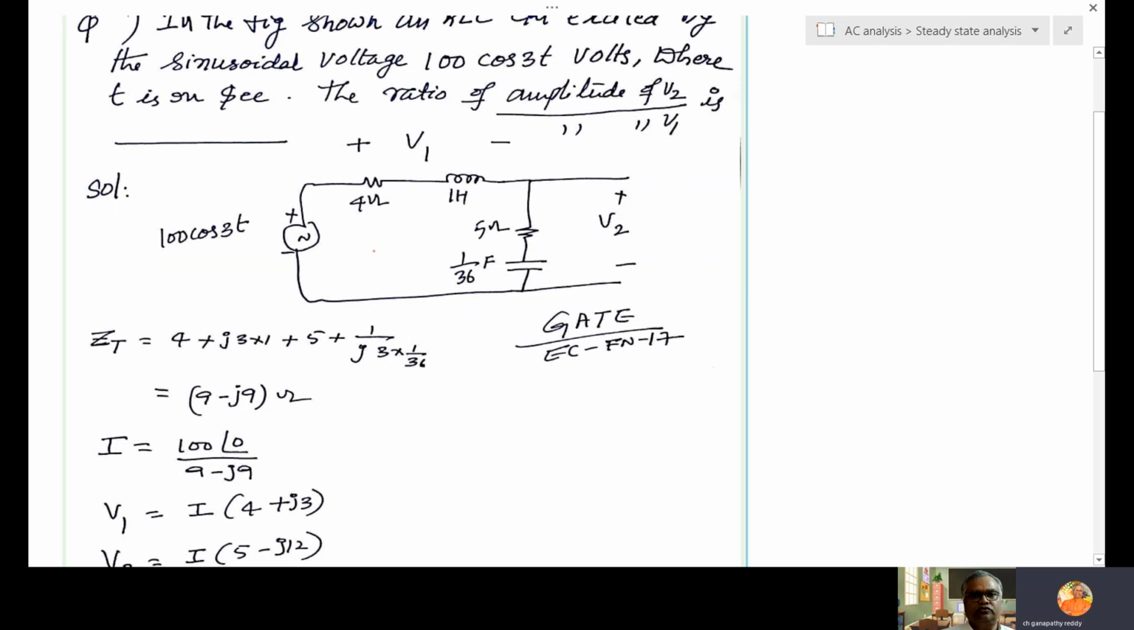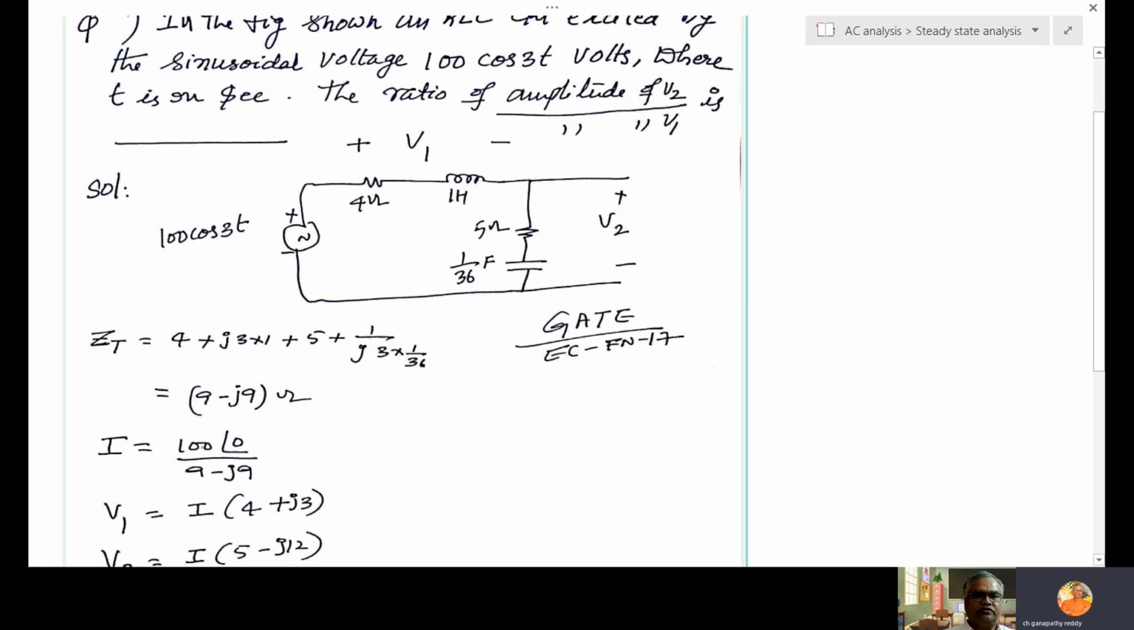Okay. So what is the impedance first? Resistance 4, inductive reactance j omega L. Omega is 3, no? So j3. And this resistance 5. Capacitor reactance 1 by j omega C, omega 3, capacitor value 1 by 36. Simplify, 9 minus j9. For impedance you got it.